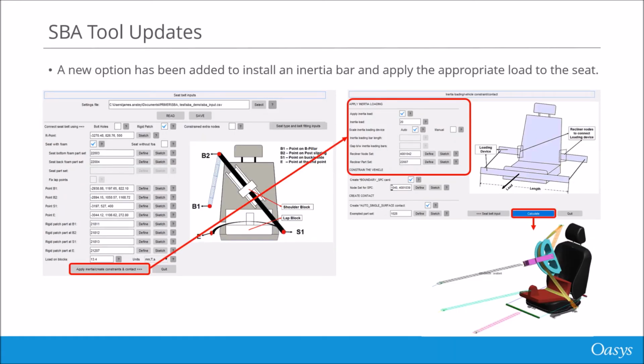We've also added an option to update the 1D seatbelt element length when fitting the belt. We've also added a new option to install an inertia bar and apply the appropriate load to the seat as per the regulation. So I'll just show a demo of this.